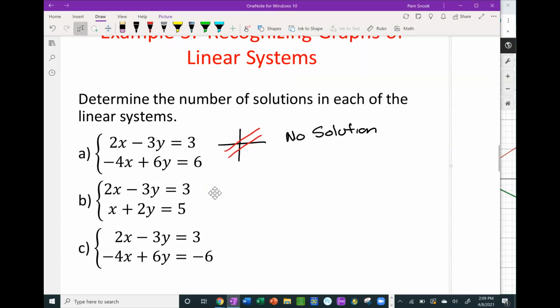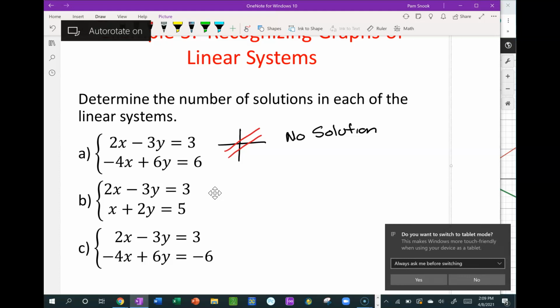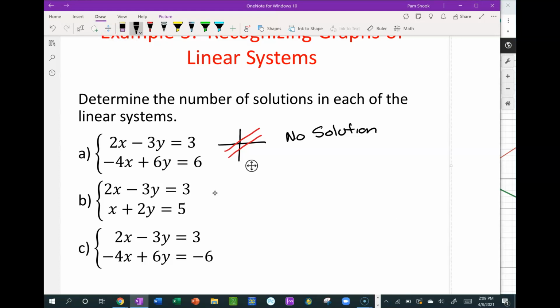So over here in my notes, I want to draw a picture of what that looked like. And I had one going like this, and the other was going like that. So I had one solution. Let's do our last one.